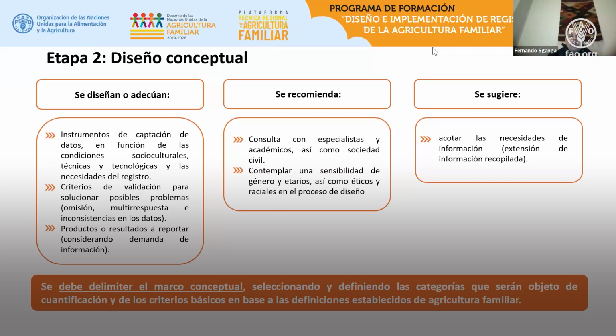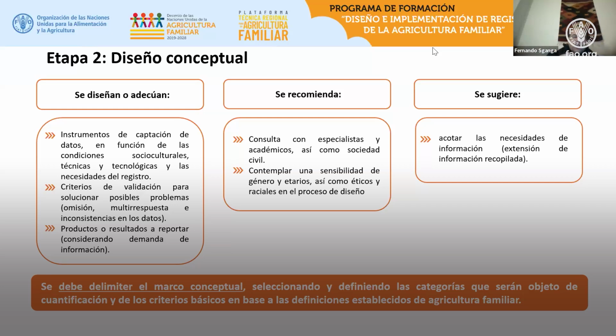And we'll also need to consider how we want to do it: through a sworn statement, whether we go to people's homes to collect data, or call upon the people. All of this will be linked in this process. And then, to delimit this conceptual framework, we need to select and define different categories to be quantified and evaluated according to the definition established for the legislation.